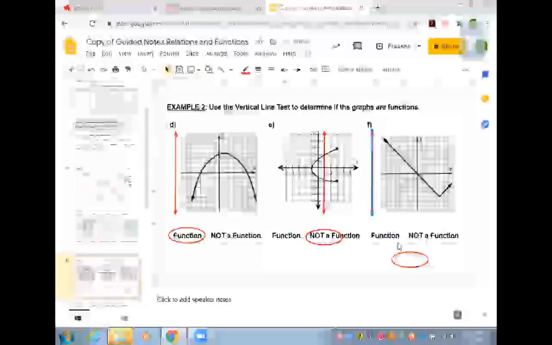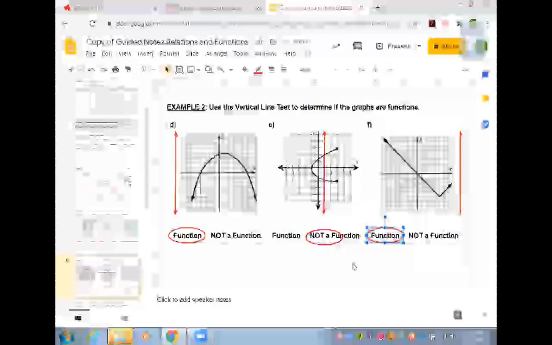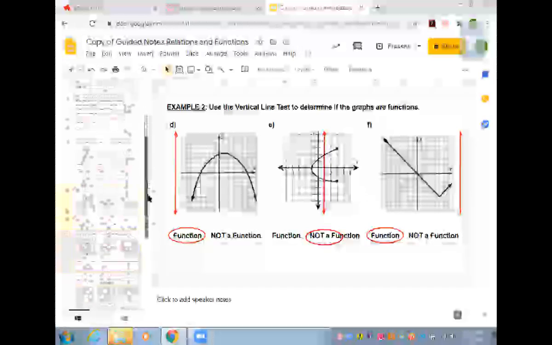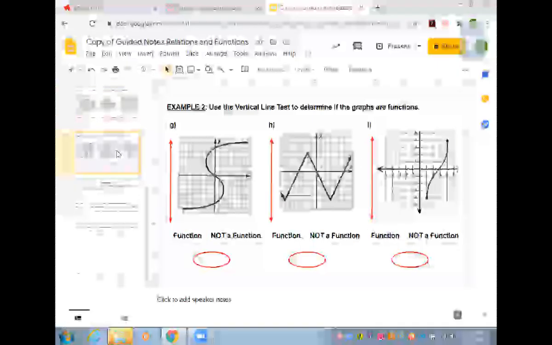Okay, I think this is our last one here. So we take our vertical line across. Well, we might have some more. I can't remember. Is it ever hitting that function or that graph twice? No. So what does that mean? Function. Okay. All right, you try these three. Decide which ones are functions or not a function for the last three, G, H, and I.